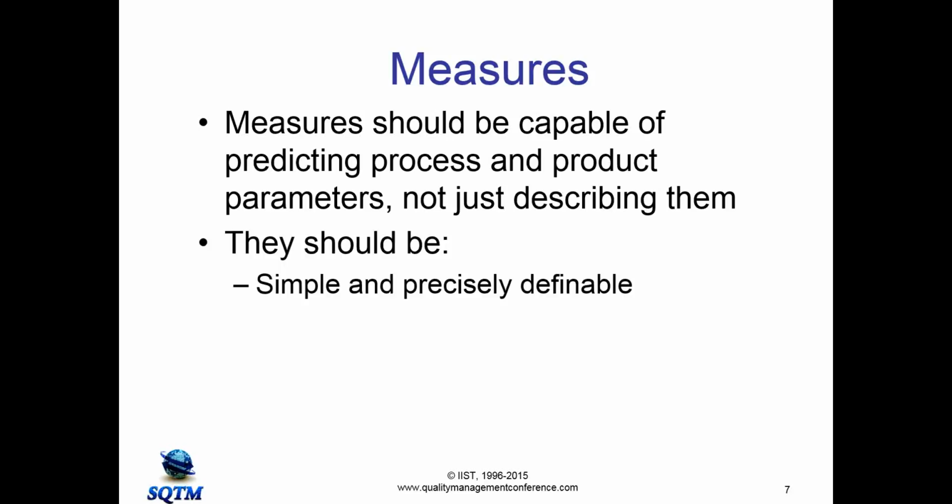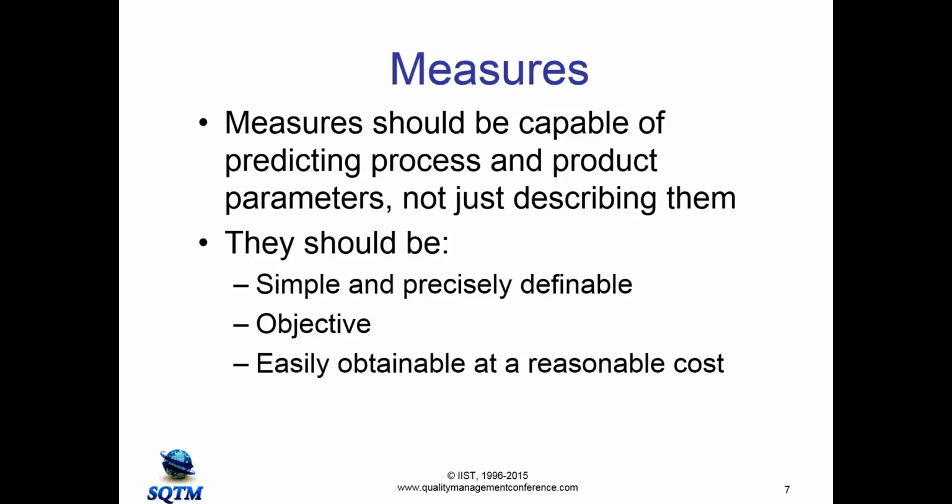They should be simple and precisely definable. And we pretty well can give simple, precise measures, but they need to be objective also. They need to be easily obtainable at a reasonable cost. It doesn't do us any good to collect measures if it costs us more than their value and the outcome of that value. They need to be valid, and you're probably thinking, well, duh, yeah, they need to be valid, but you'd be surprised how many measures out there are not valid, and they need to be robust.